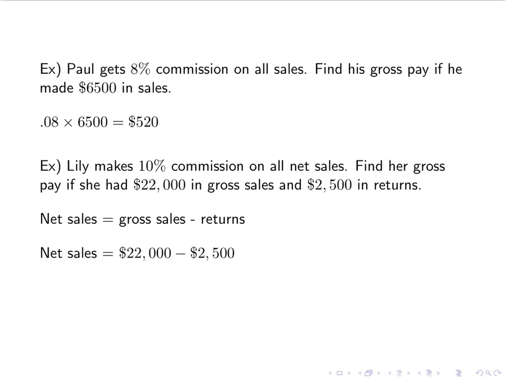In this case, her net sales would be $22,000 minus $2,500, which is $19,500. So this is what she'll get 10% on. 10% is 0.10, so multiply that by the 19,500. And Lily makes a commission of $1,950.